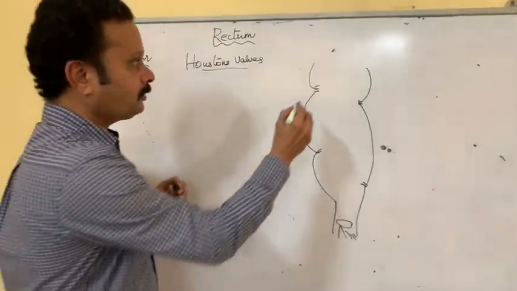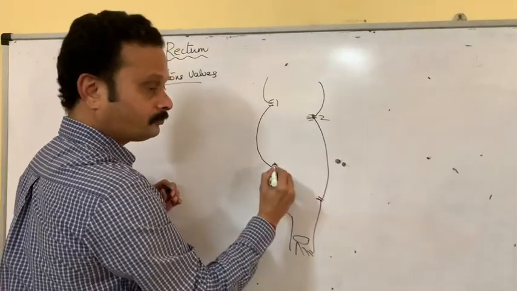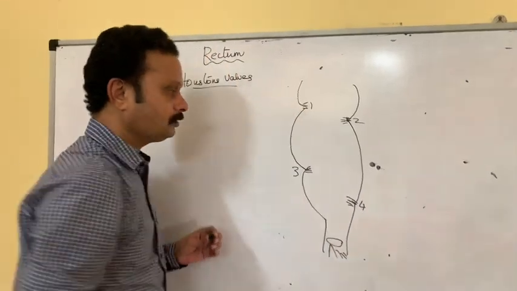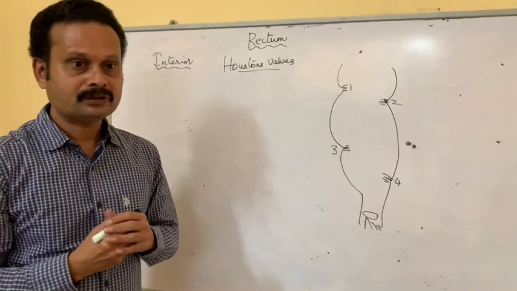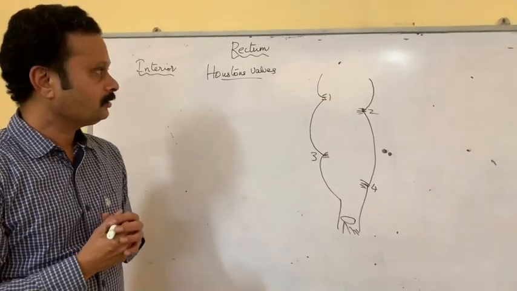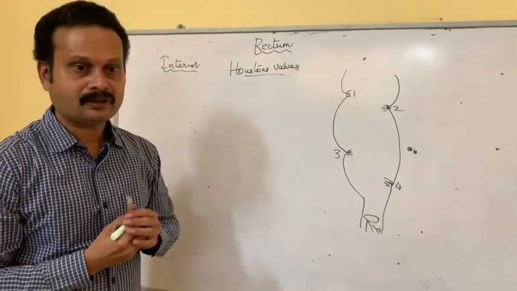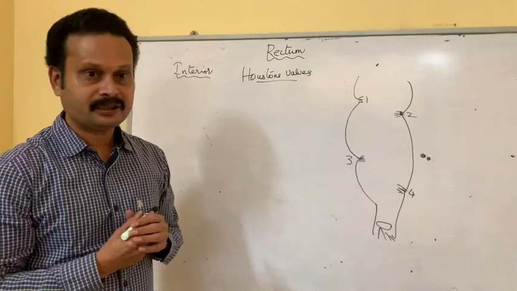Are 4 in number. Number 1, number 2, these are number 3, and this is 4. These are the mucous folds which act like valves present along the curvatures, lateral curvatures of the rectum, and each one is semilunar in shape.